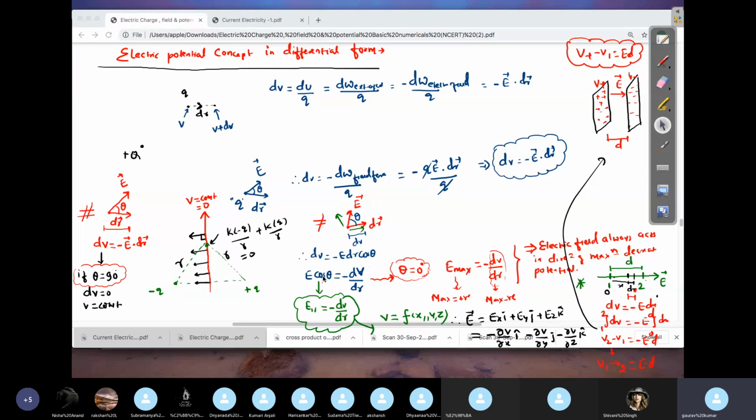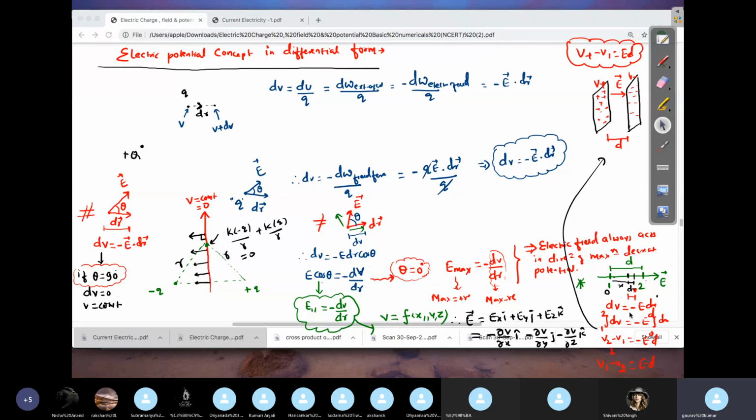Cos theta is always less than 1, right? So we are not multiplying E with any fraction. Means we are getting maximum on the left hand side. Maximum positive. Then the dV by dr has to be maximum negative in that case. That's why we write that the electric field always acts in the direction of maximum decreasing potential.